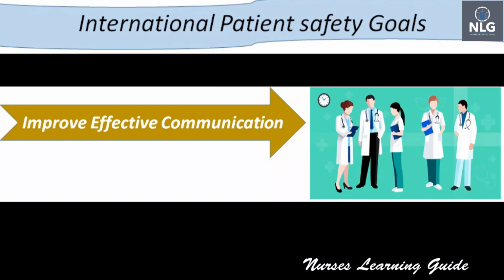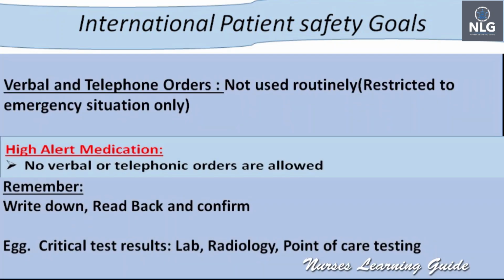The next one is improve effective communication. Verbal and telephone orders are not used routinely, restricted to emergency situations only, like in critical lab test results or radiology or point of care testing. On high alert medication, no verbal or telephonic orders are allowed. Points to remember: write down, read back policy and confirm, and the physician should sign within 24 hours of time or as per the policy.